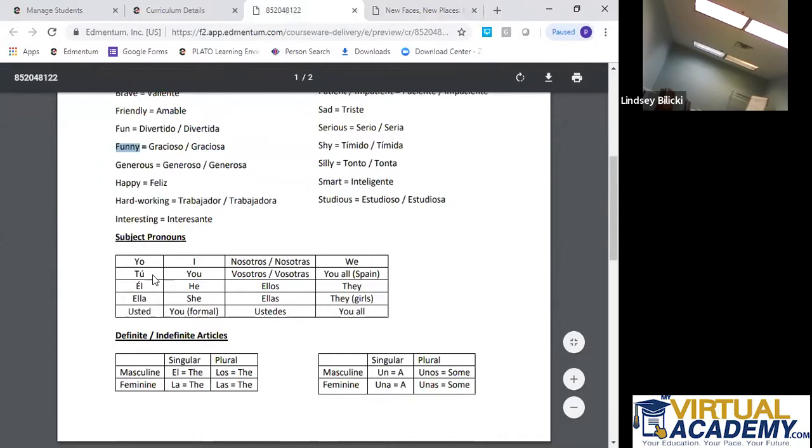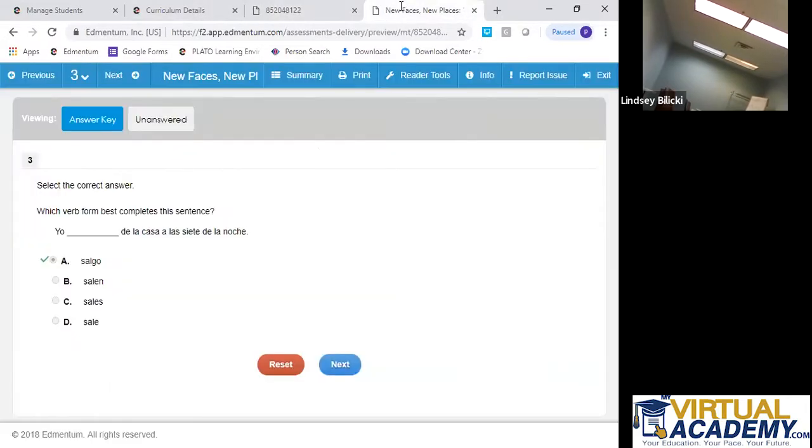And you know that because you're looking at the pronouns here. So yo is I, tú is you, él, ella, ellos. And then you figure out, okay, the verb is yo, I leave, I go. We're going to do a few more.